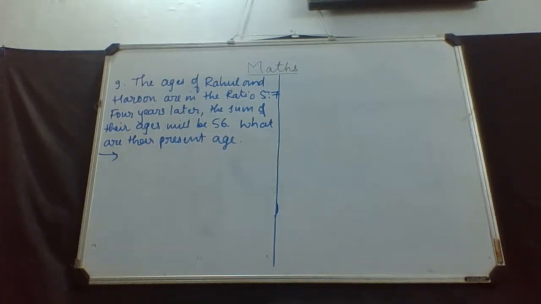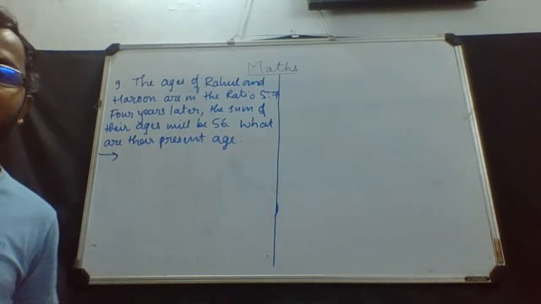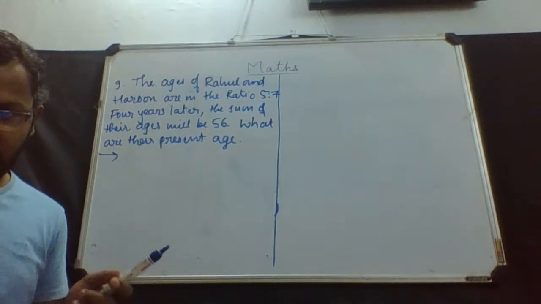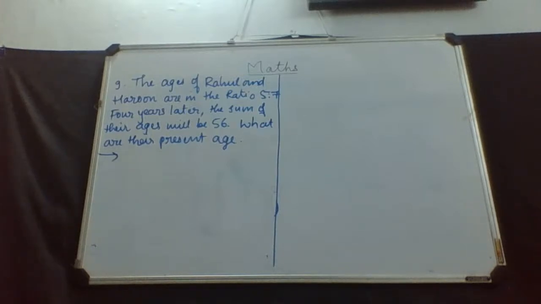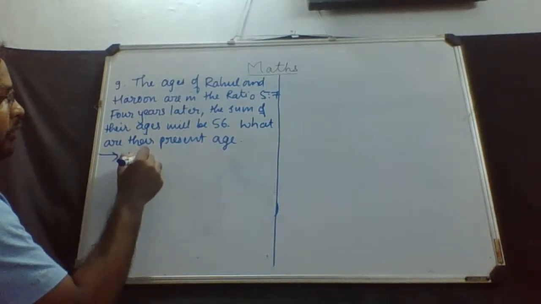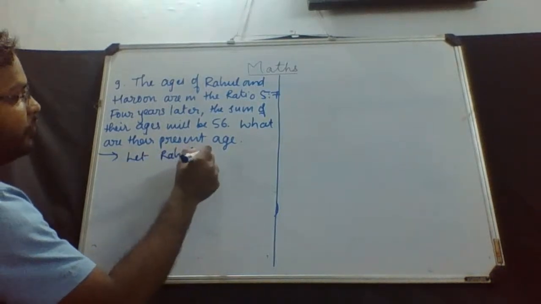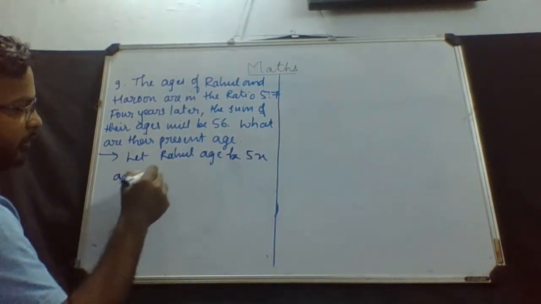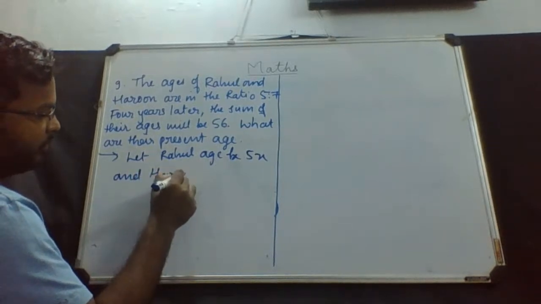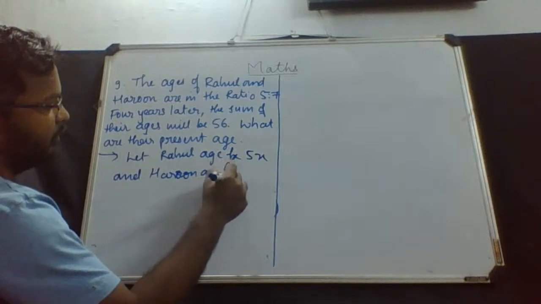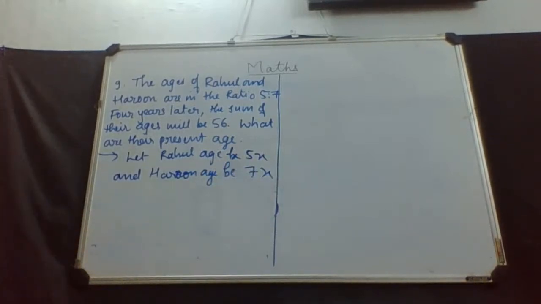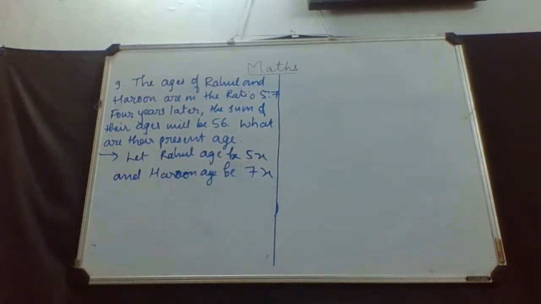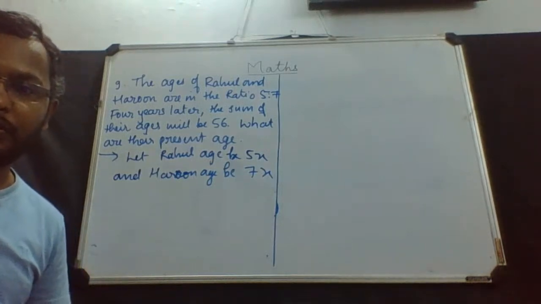So already I told you, whenever the ages or numbers are in a ratio, we have to take them as 5x and 7x. So let Rahul's age be 5x and Arun's age be 7x. Okay, so Rahul's age we are taking as 5x and Arun's as 7x. So these are the present ages of Rahul and Arun.